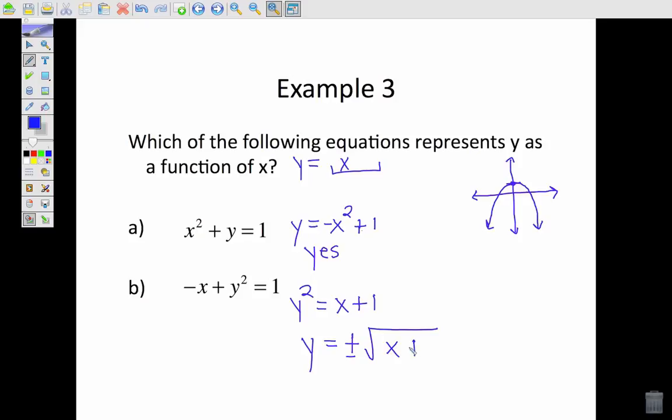Now, the problem with this is that whatever I put in for x, let's say I put in 3. If I put 3 in, you have plus and minus the square root of 3 plus 1, plus and minus the square root of 4. I get two different answers, plus and minus 2. So this is not a function. I put one x value in of 3 and I get two different answers. So letter B is no.